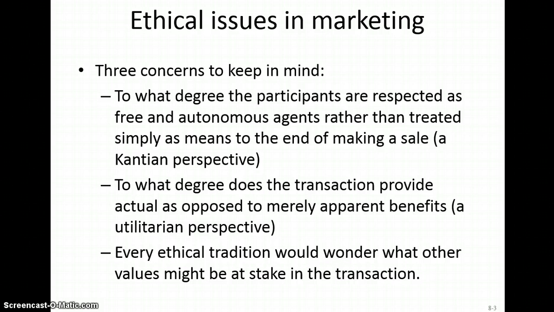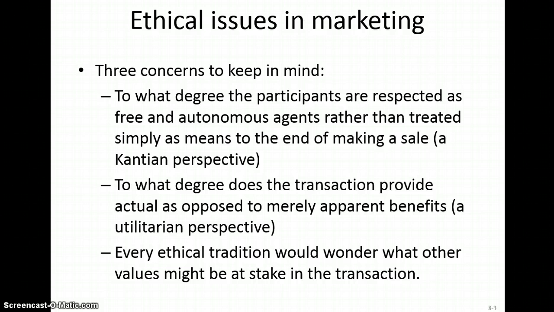Three things to keep in mind: we'll be applying our major ethical theories throughout the module content in the chapter. So we might ask, to what degree are participants respected as free and autonomous agents rather than being treated simply as a means to an end? And of course this draws upon the deontological and Kantian perspective. We might ask, to what degree does a transaction provide actual as opposed to merely apparent benefits? Here we're focused on outcomes or consequences. When we have a buyer and seller relationship between entity A and entity B, are there actually beneficial consequences for both sides?